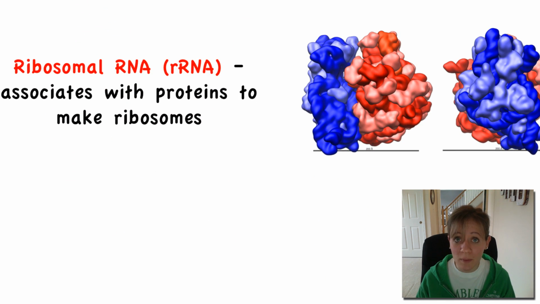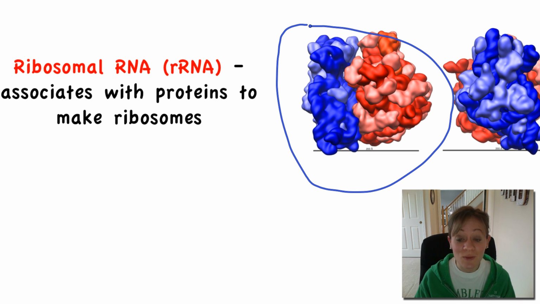Now, ribosomal RNA is a special type of RNA. It will associate with proteins and it makes ribosomes. So this here is an example of a ribosome. So yes, ribosomes are actually made out of nucleic acid.